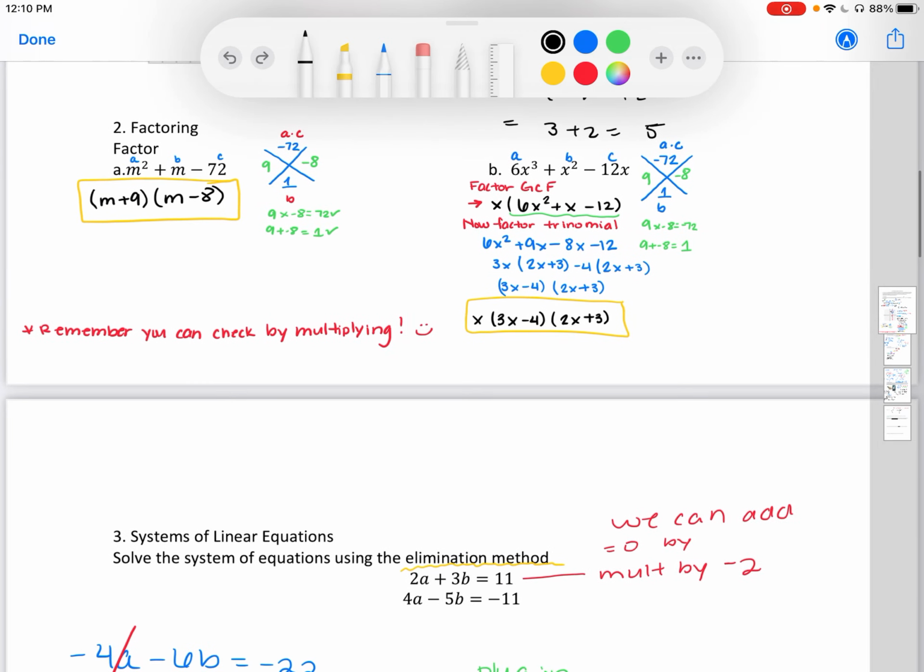You're going to have 2 factoring questions. The first one is a straightforward factoring. The second one is where you're going to have to factor the GCF and then you factor using the AC method.